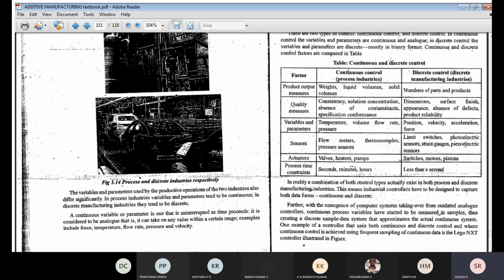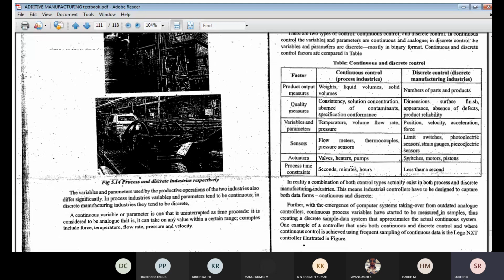So the difference between the continuous and the discrete control system. We're going to have two important differences over here. The main important factor is the product output measures: how you measure the products once they have been finished in the industries. In the continuous control system, we're going to count, we're going to weigh it.